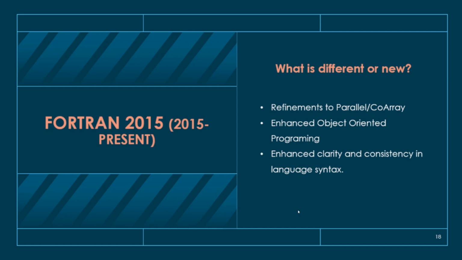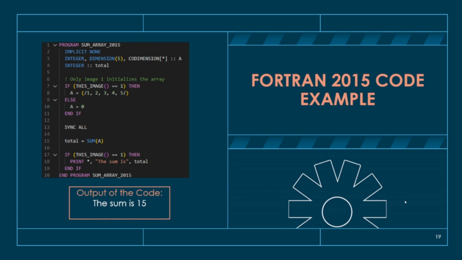And finally, we have Fortran 2015. It's being used currently, so from 2015 until now. What's new or different with this one is it made refinements to the parallel features and co-arrays. It enhanced object-oriented programming, and it also enhanced the clarity and consistency in language syntax. For the code example, we are going to be focusing on the co-array example.